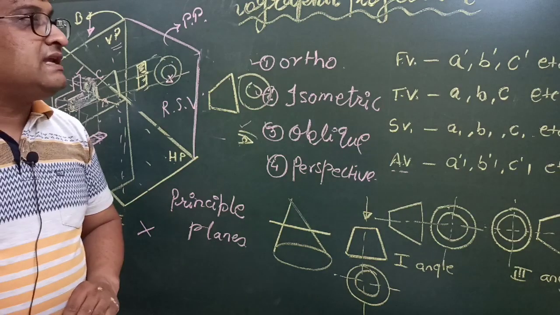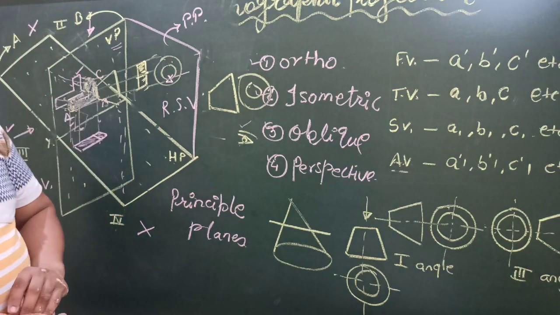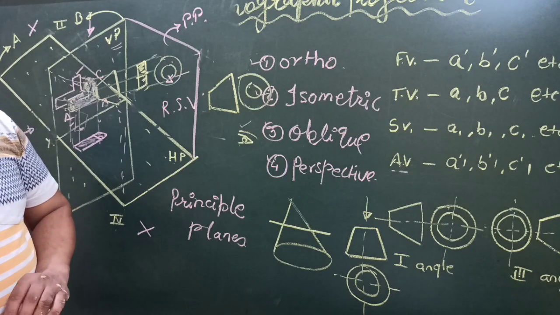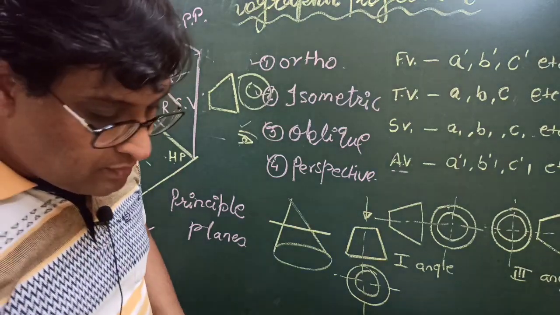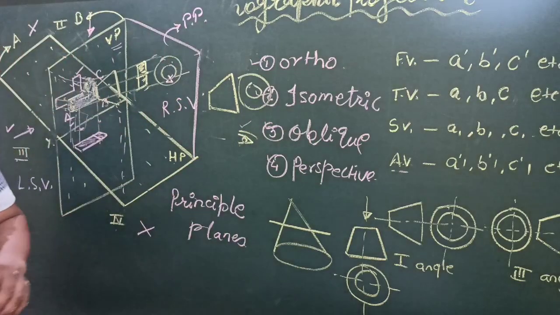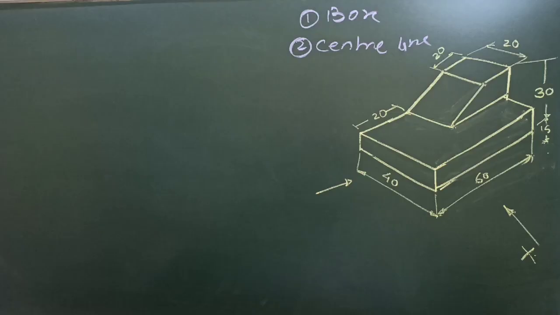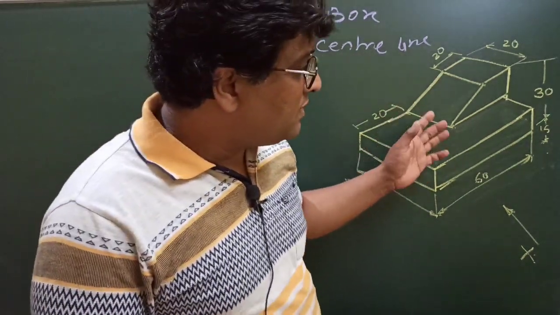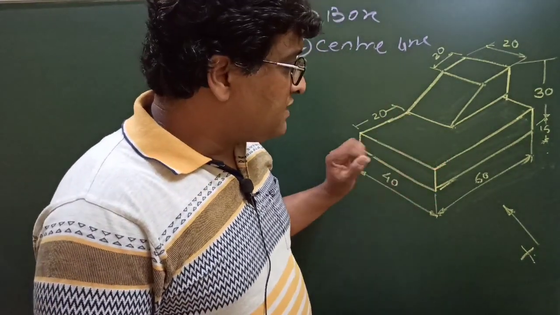Okay, now let us take one example and understand how to draw projections in first angle or third angle using the methods. Basically there are two methods, so we will be talking about them. So let us take one example here. Here is an isometric view of some engineering object.